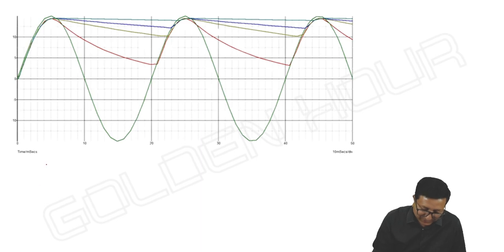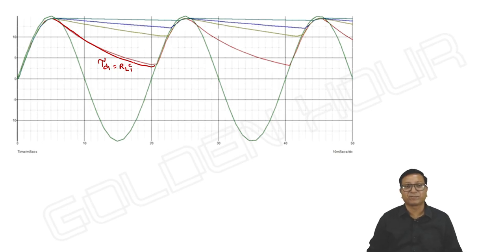Here RL is small, so the capacitor will rapidly discharge. It not only charges rapidly, but it will also discharge rapidly. Here, tau d, the discharging time constant, is RL1 multiplied by C.